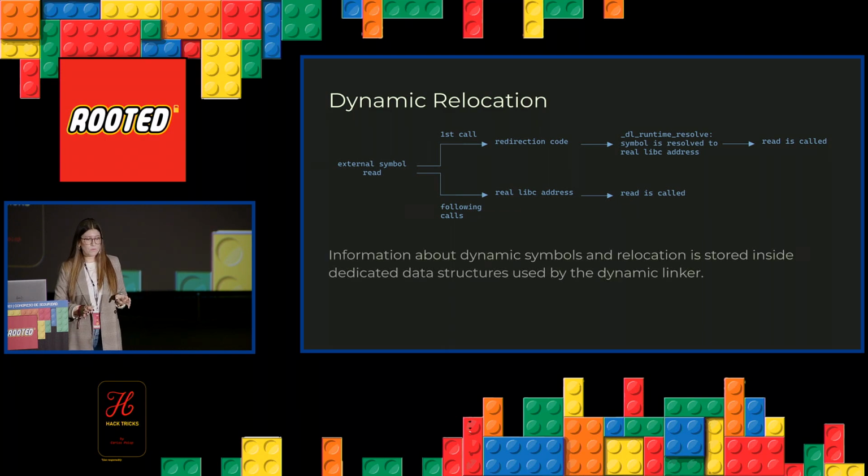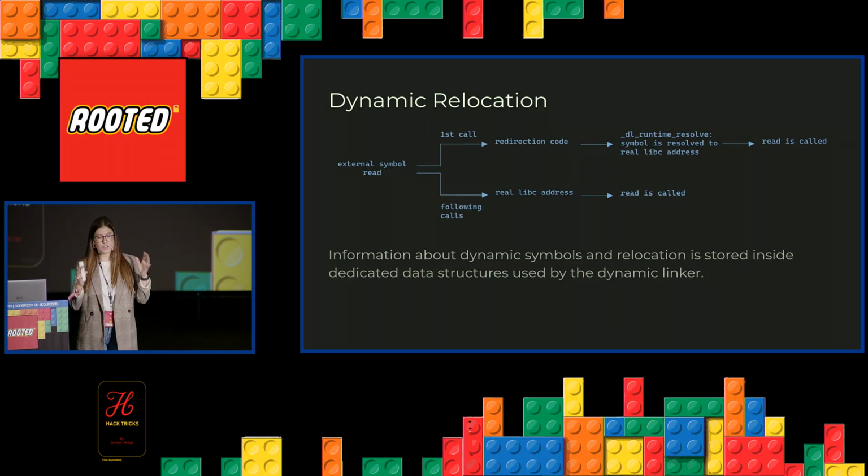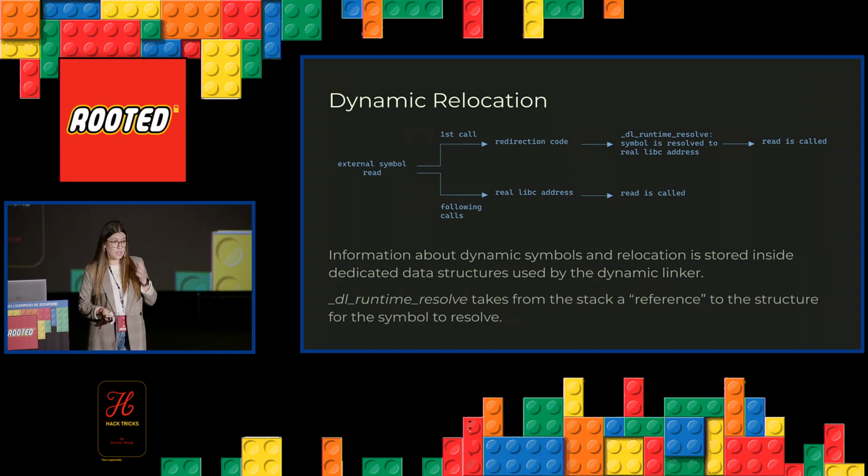A very important thing to know regarding this process is that all the information for all the dynamic symbols in general and all the information about relocation are stored inside the binary, and there are some dedicated data structures made for handling all these operations. And another important thing to remember is that the function _dl_runtime_resolve, of course, needs to know which symbol we want to resolve when it starts its execution. In order to understand which one it is, it takes a sort of reference to that symbol from the stack. So we have to remember that this function takes from the stack a reference that tells the function itself: okay, this is the symbol that I want to resolve.